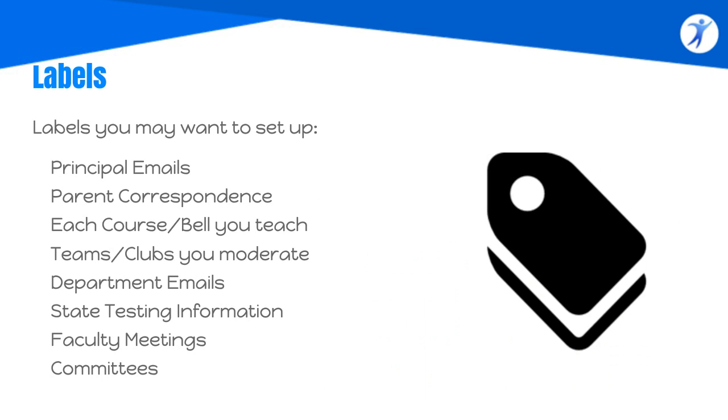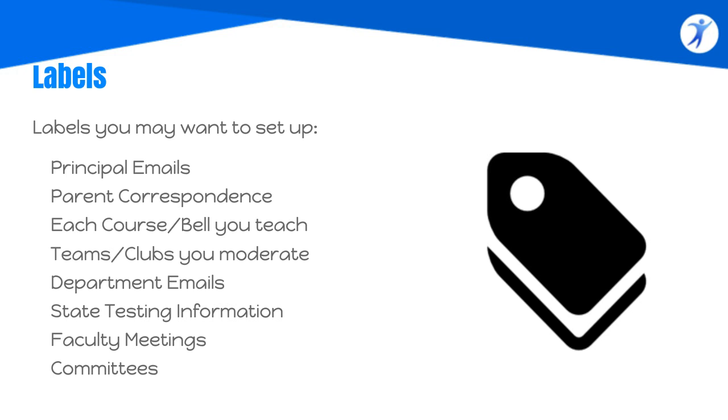So what are some labels that you might want to create at the very beginning of the school year so you can stay organized as we go through the year? You may want to do principal emails, parent correspondence, or a label for each course or prep that you teach. Any department emails or state testing information, TBT, BLT meetings, faculty meetings, any committees or sports teams or clubs that you lead.